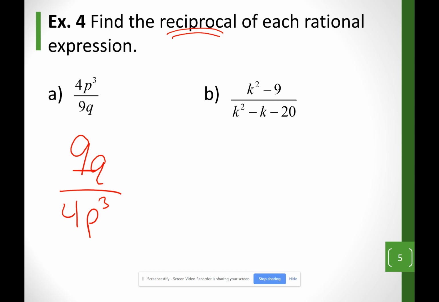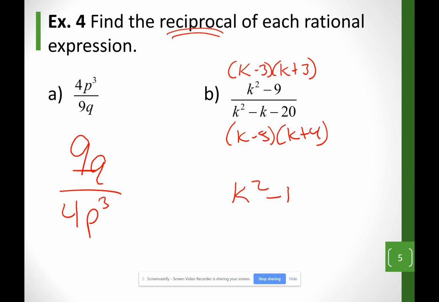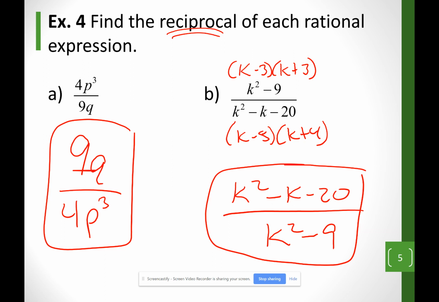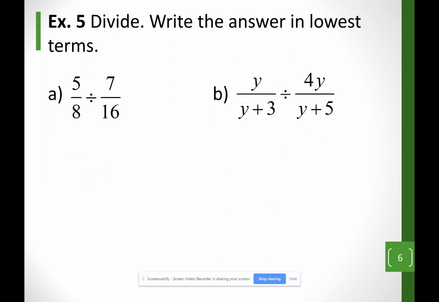Looking at example B, I'm going to see if I can factor anything. I have k minus 3, k plus 3. At the bottom, I have k minus 5, k plus 4. There's nothing I can factor. So now let me flip my expression, and I'm going to call this k squared minus k minus 20 over k squared minus 9. Once again, the reciprocal, the numerator and denominator are switching sides, but obviously simplify if you can. The reason why we do that is because we're going to use it in division.